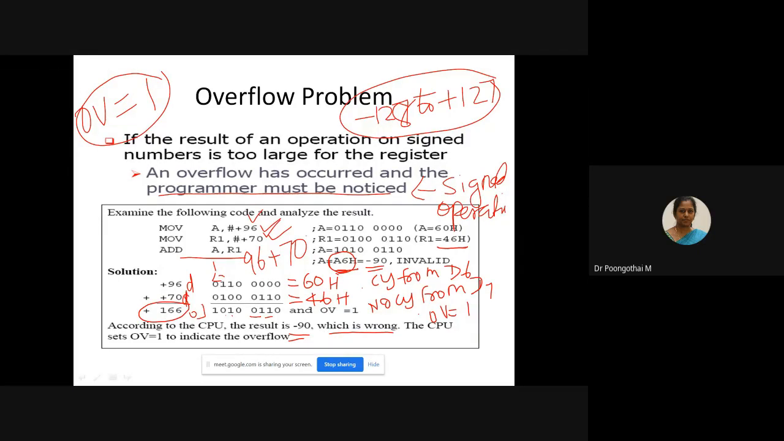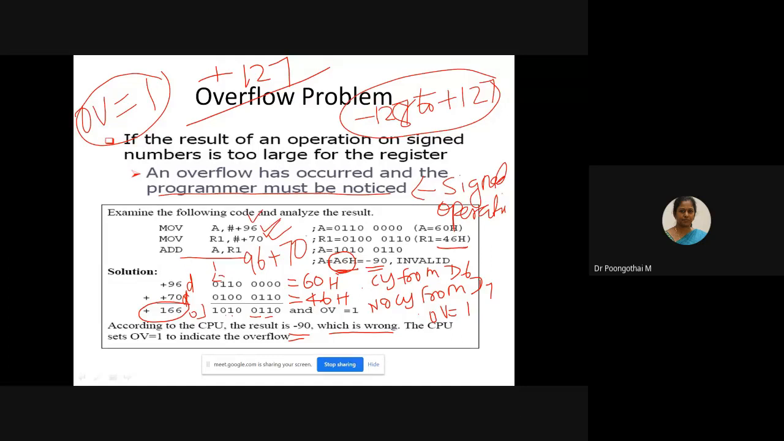So minus 160, plus 166 is not within the range. Like all other 8-bit registers, your accumulator could contain up to plus 127 only according to your signed number representation. Here your number is exceeded. So what is the answer after adding 96 with 70? The answer is 166. So it exceeds the range.